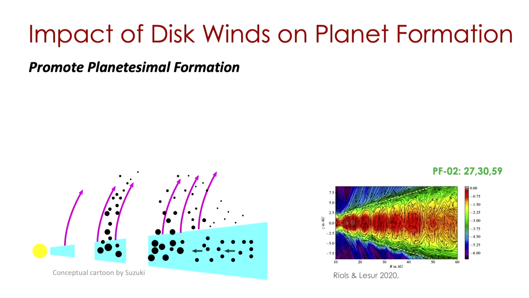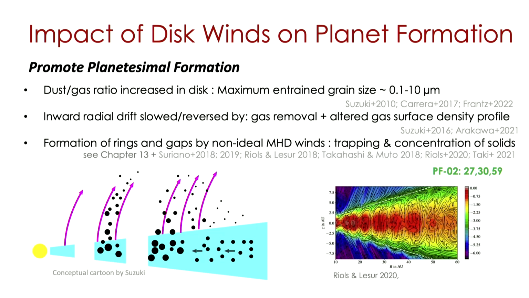Now, what is the impact of disk winds on planet formation? I'm only going to skim through the surface here because there's a lot of work, and it's a very important and very interesting topic that has seen a lot of advance also since PP6. It has an impact in many ways. First, it tends to promote planetesimal formation through different effects. First, increasing the dust-to-gas ratio because these winds are going to lift up the small grains, but they're going to leave the big grains behind. Typically, the maximum grain size that is entrained is about 10 microns. So that's going to increase the dust-to-gas ratio in the mid-plane and favor planetesimal accretion.